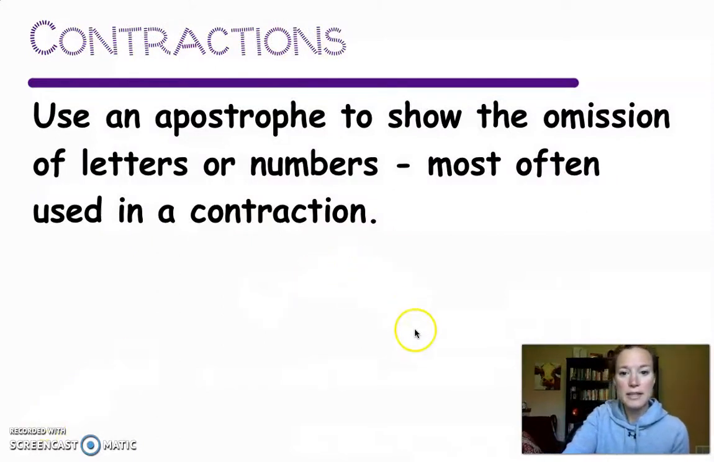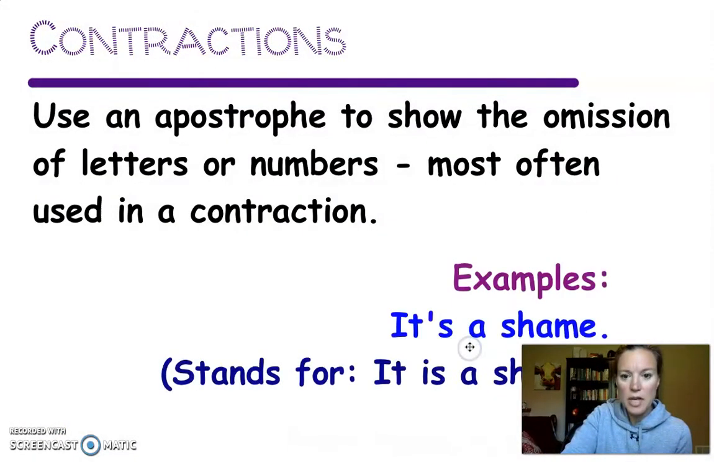The apostrophe. First, let's be clear that we all know what we're talking about. The apostrophe is this guy right here, right? Some people call it the flying comma. That's the apostrophe right there. The first rule that goes along with the apostrophe is called contractions. We need to use an apostrophe when we have a contraction.